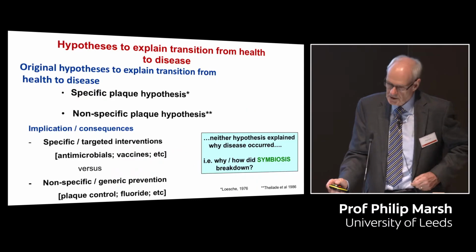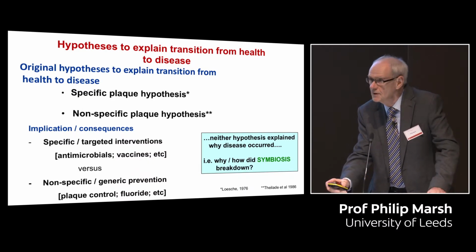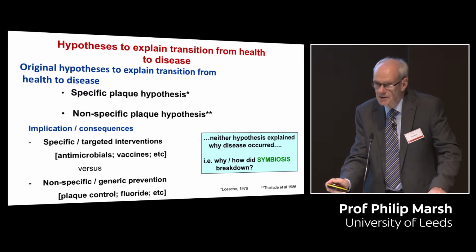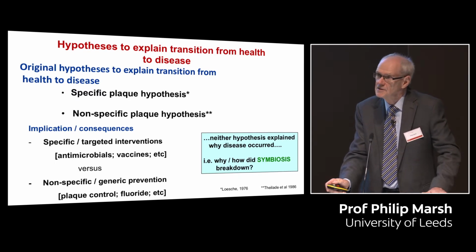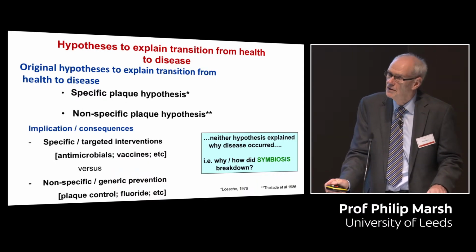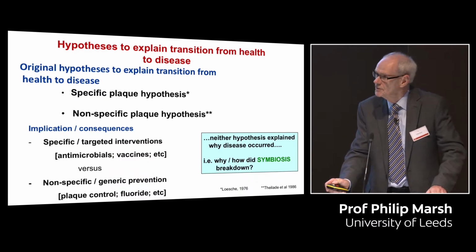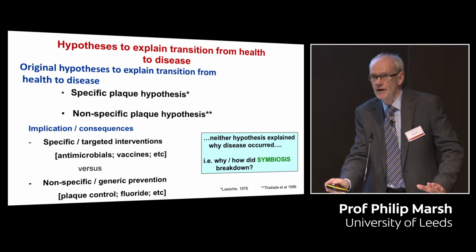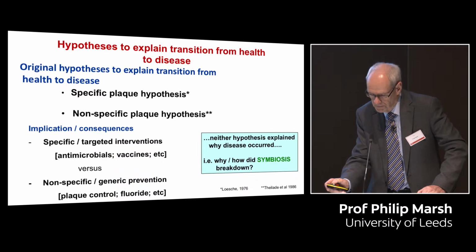The original hypotheses to explain the transition from health to disease were either the specific plaque hypothesis, which was a major advance in our understanding because it said out of all of the organisms you can see in dental plaque, disease is down to the activity of just a few of these. And you could start to focus in on more studies looking at the properties of these organisms. This was contrasted with the non-specific hypothesis that said disease will really be the outcome of the interaction of both the beneficial ones and the disease-associated organisms.